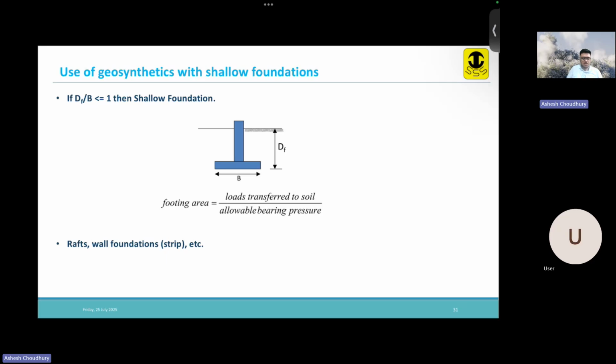So what are some examples of shallow foundation? What are some examples of shallow foundation? They are rafts, wall foundation, which is a strip foundation, and all those things. Okay.